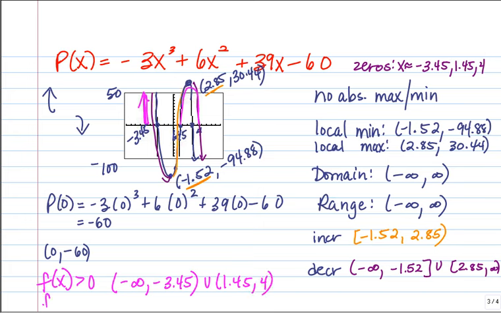Now where is it less than 0? Less than 0 is where it is below the axis, right? So that would be from negative 3.45 to 1.45, union 4 to infinity. And then if I had greater than or equal to here, I would just use the brackets around those endpoints. Okay.